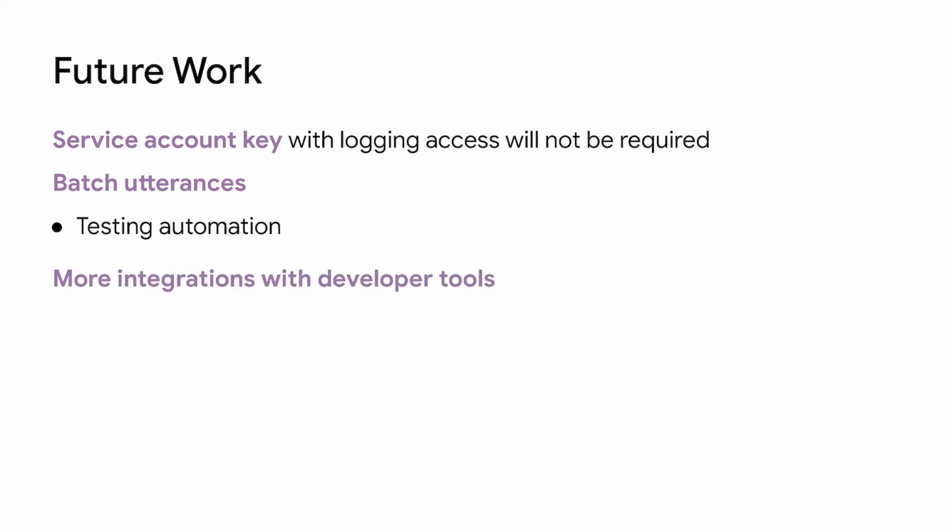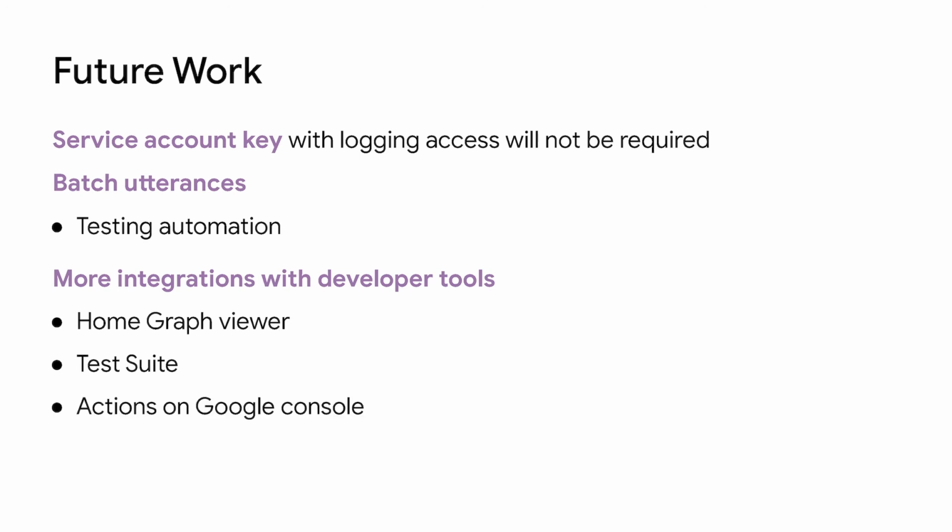Besides, we want to integrate more developer tools into the IDE. For example, Home Graph Viewer, which shows you your device state, including device type, on-off state, and whether the device is currently online or offline. Also, the Test Suite for Smart Home is another tool that we plan to integrate into the IDE soon. With the test suite, you'll be able to self-test your actions before certification. The tests are generated based on the devices and traits associated with your account. And when it's completed, developers can submit test results for certification from the IDE. And an Actions Console that enables you to configure required fields of your smart home actions in the Google Home IDE.